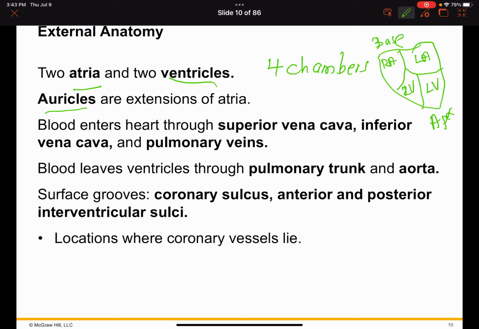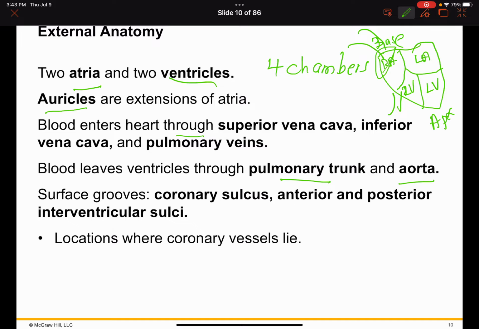Auricles are extensions of the atria. You would see sometimes a flop-like structure. So the blood enters through what? The superior vena cava or inferior vena cava and the pulmonary veins. We're going to see that. It leaves through the pulmonary trunk, and we see it in the aorta.